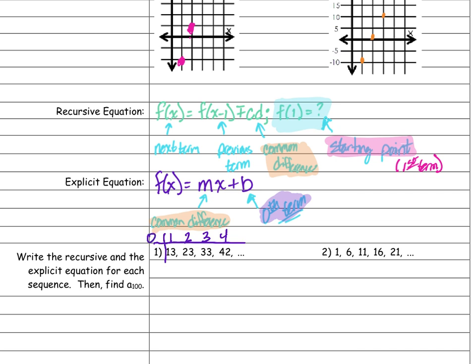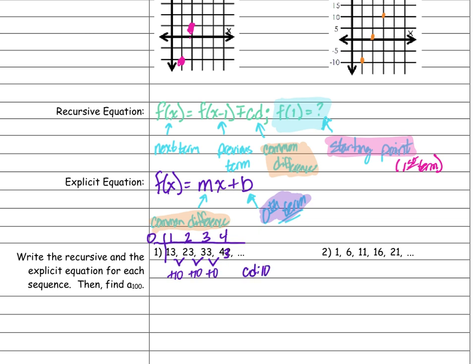I think I must have had a typo, just so you guys know. There is a typo on this problem. Can someone tell me what the typo is? Anybody? I'm pretty sure that this is supposed to be a 43. Okay, so how am I getting from 13 to 23 and 23 to 33 and 33 to 43? What am I doing every time? Adding 10. That is beautiful. Yes, adding 10.